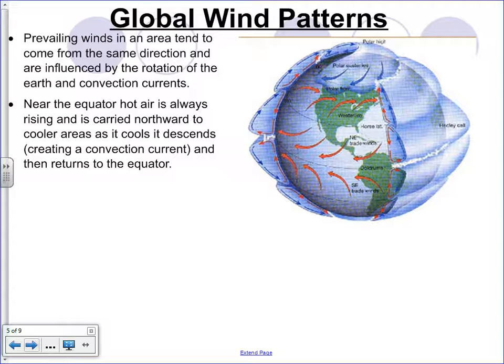Now, near the equator, we've said that hot air rises, so it comes up, and then it tries to move northwards. As it's moving northwards, cool air is trying to move in to replace it because it's more dense and it's down below. As it tries to move south, the Earth spins under it and causes it to get deflected, and we get what we call the trade winds.